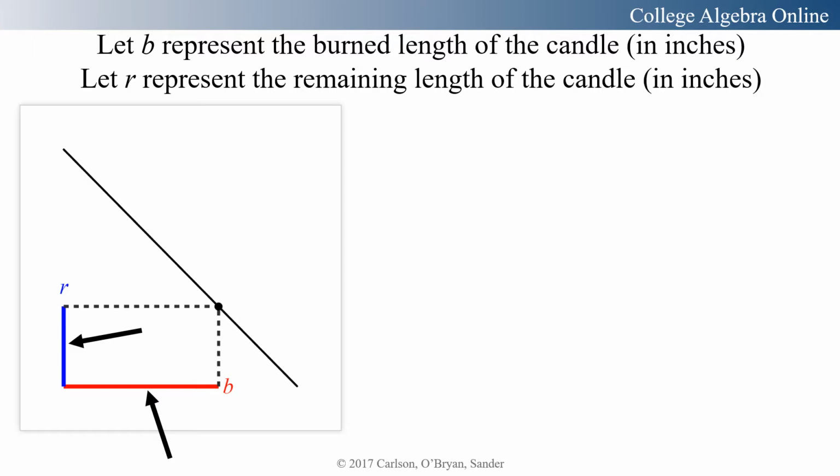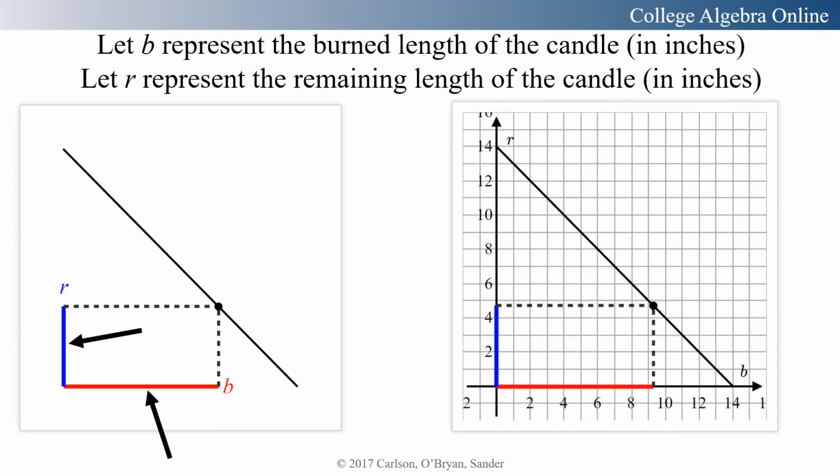To resolve this issue, we will add axes to the graph to help us see the values of the two quantities. Using the axes, we see that the value of the burned length of the candle is about 9.3 inches, and the value of the remaining length of the candle is about 4.7 inches. This means that at some moment in time, the burned length of the candle is 9.3 inches, and the remaining length of the candle is 4.7 inches.